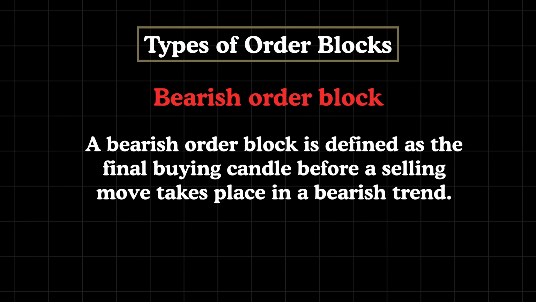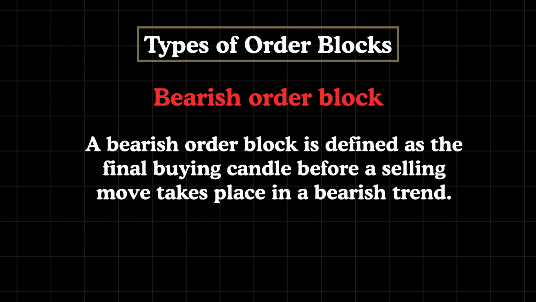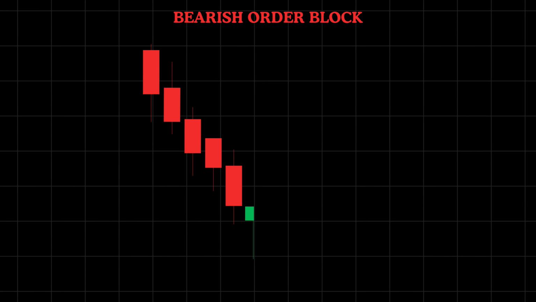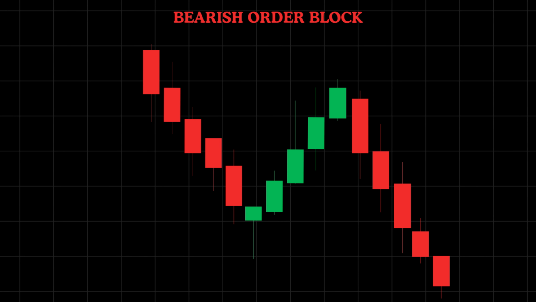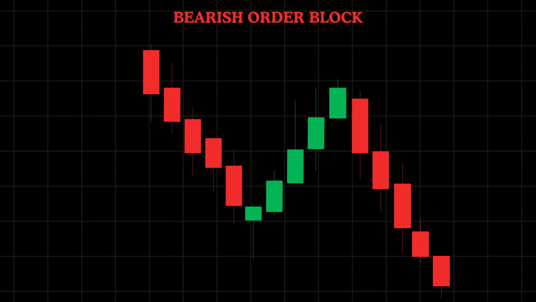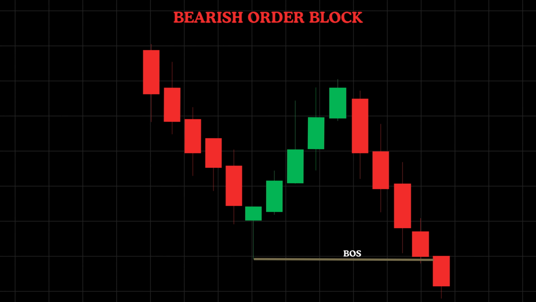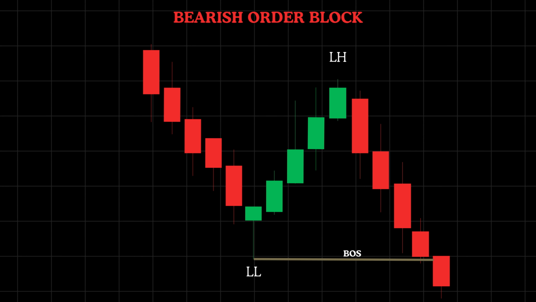Now let's move on to the bearish order block. A bearish order block is defined as the final buying candle before a selling move takes place in a bearish trend. Now let me explain how. If you notice that the market is trending downward, to detect bearish order blocks, watch for the last green candle that appears before the downward move. In this case, you'll observe a structural break in the market forming new lower highs and lower lows, which confirms a bearish direction.